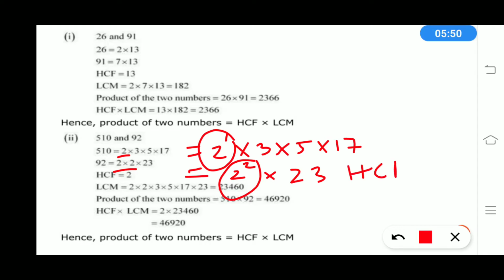So HCF is 2, and LCM is 23,460. This is LCM. The product of the two numbers, 510 and 92, is 46,920. Again HCF into LCM equals 46,920, that's been verified. HCF into LCM equals the product of the two numbers. Okay, next question, that is Roman number 3 of question number 2.